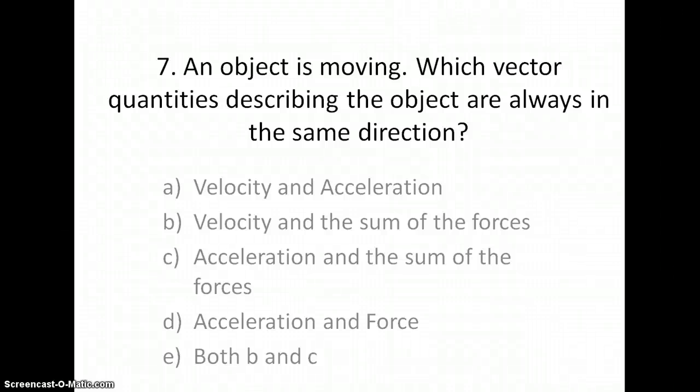An object is moving. Which vector quantities describing the object are always in the same direction? A. Velocity and acceleration. B. Velocity and the sum of the forces. C. Acceleration and the sum of the forces. D. Acceleration and force. E. Both B and C. This was the question from our last dynamics test.